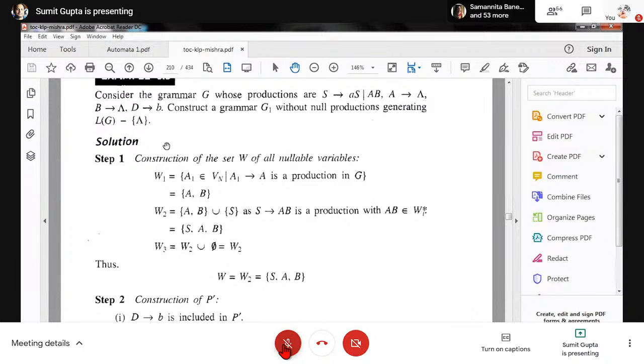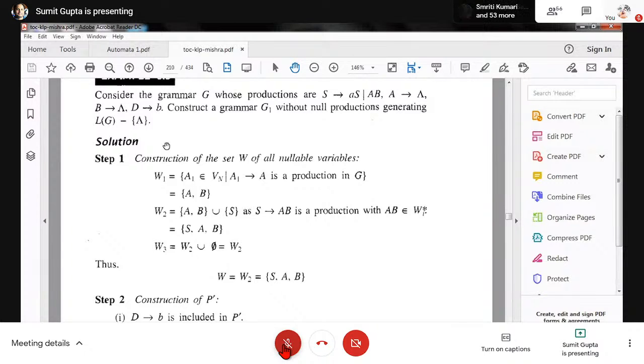Our string will not enhance. So the main logic is that these null productions should not be a part of the context free grammar. But there is an exception. When will it be a part of it? Suppose we have a particular language of the form, say, where the first string has to be null.